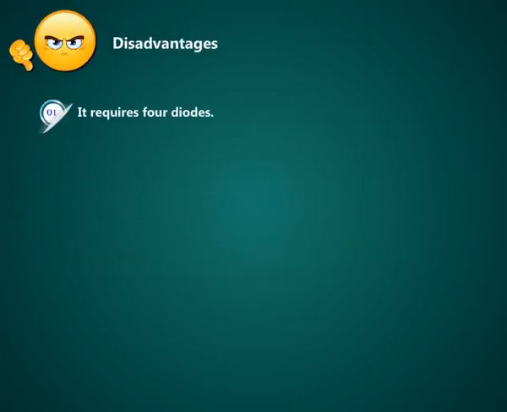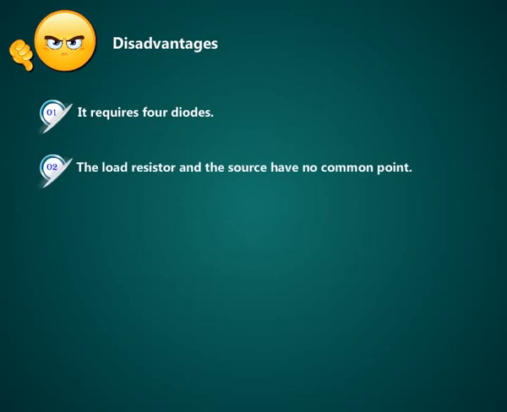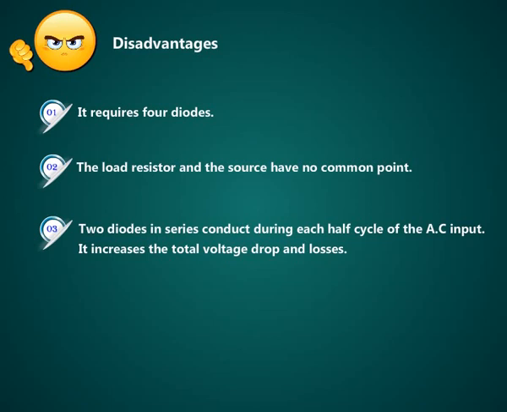Disadvantages. It requires 4 diodes. The load resistor and the source have no common point. 2 diodes in series conduct during each half cycle of the AC input. It increases the total voltage drop and losses.